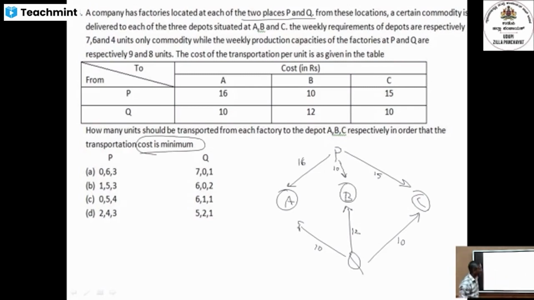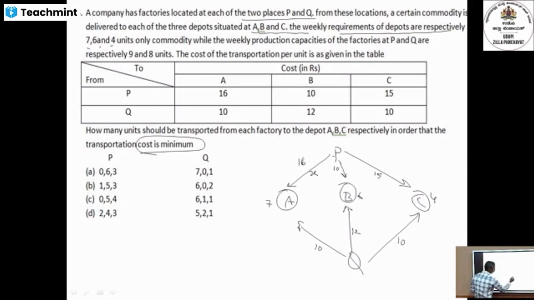So minimum cost. This is the basic allocation. How to allocate the goods to A, B, C so that your transportation cost will be minimum. We don't know how much we have to substitute. So what we do is from P to A, let us put some X quantity. Now in the question, there is one particular important thing about A, B, C. The weekly requirements of the depots are 7, 6, and 4 respectively. So A requires 7 units, B requires 6 units, and C requires 4 units.